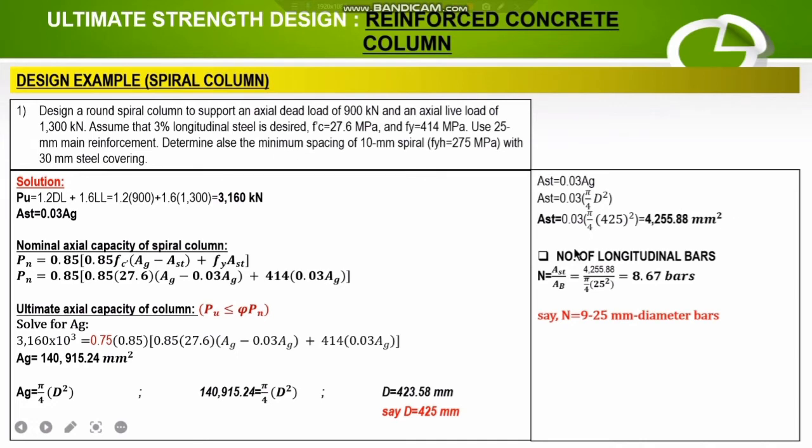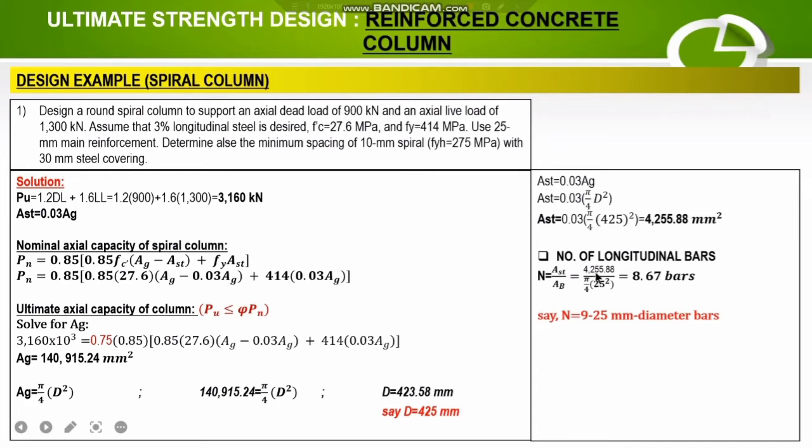Then the next step is to solve for the number of the 25 mm diameter longitudinal bars. So the number of longitudinal bars is given with the formula N is equal to AST over AB. So take note that AST is the total area of our steel reinforcement area, and AB is the area of one longitudinal reinforcement with diameter of 25 mm.